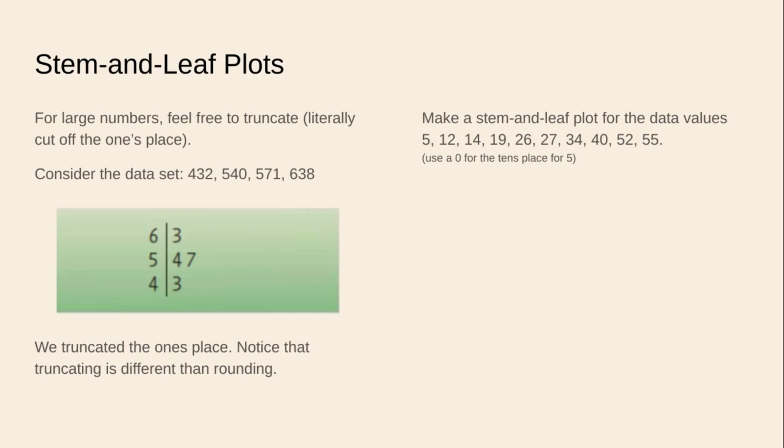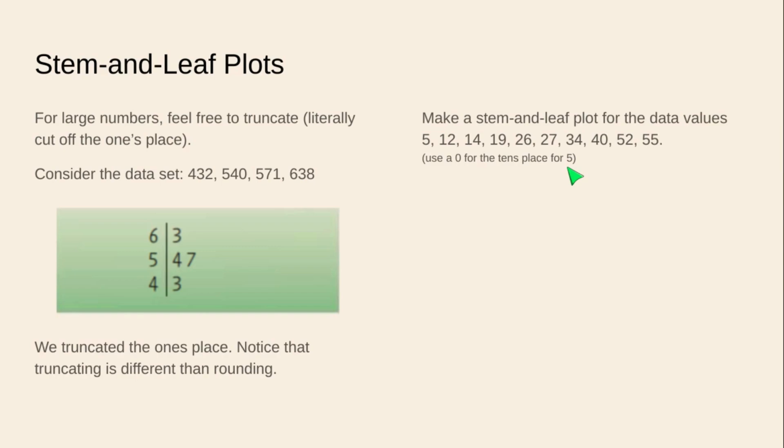And just as a heads up, this ones place of 5, we're going to use a 0 for the tens place for 5. All right, so 5 just has a ones place, unlike 12 and 14 and all the other data values that have a tens and a ones place explicit. We're just going to use 0 for the tens place for 5, right? So give this one a go, pause the video, try it, and unpause the video when you want to see the answer.